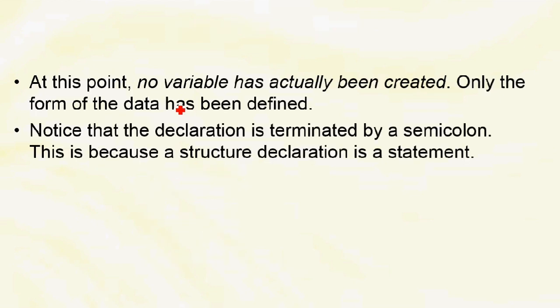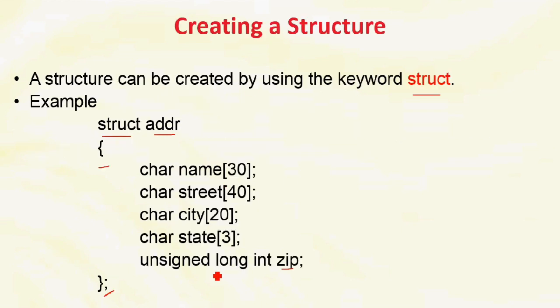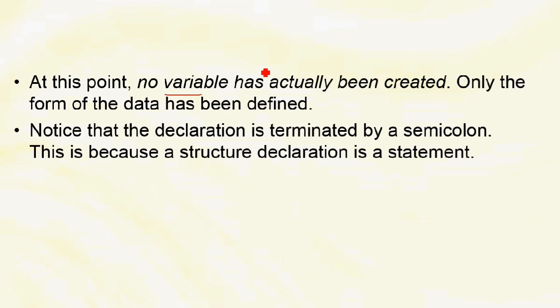So here we have seen only how to create. No variables are created actually. What we created are members. These are members of the structure address. No variables are created, only the form of the data has been defined. That is the type of structure. What the members of the structure are, that only is defined. Notice that the declaration is terminated by semicolon. This is because a structure declaration is a statement, like integer x we use. Similarly, it's a declaration statement, so it is ended with a semicolon.